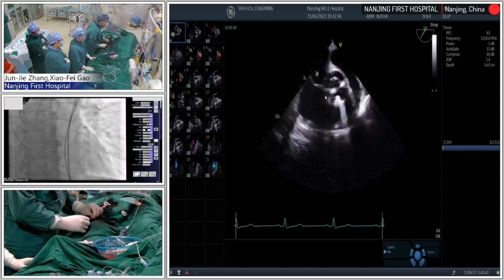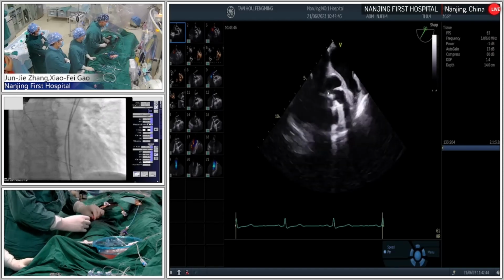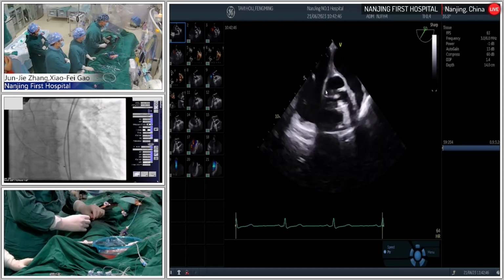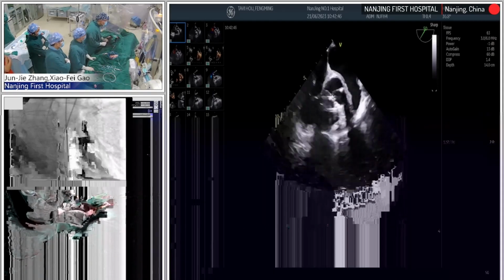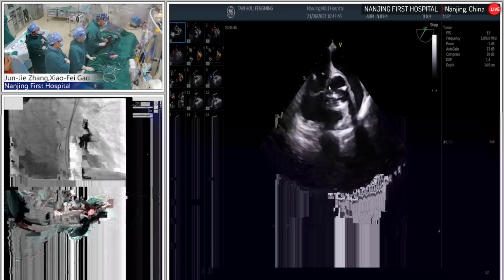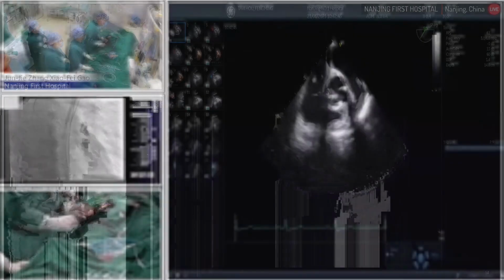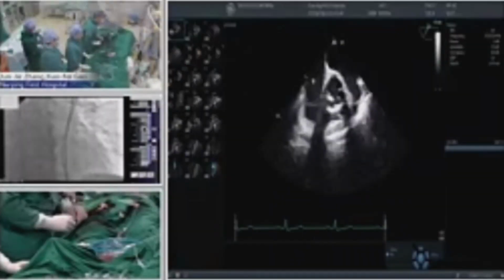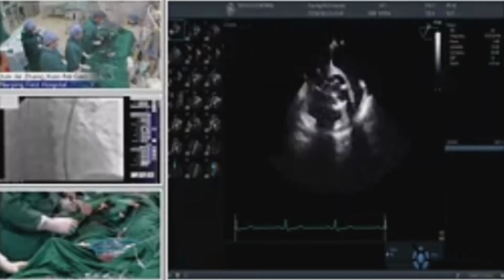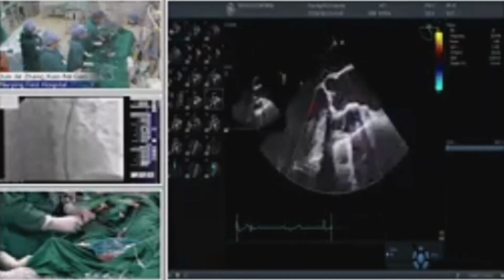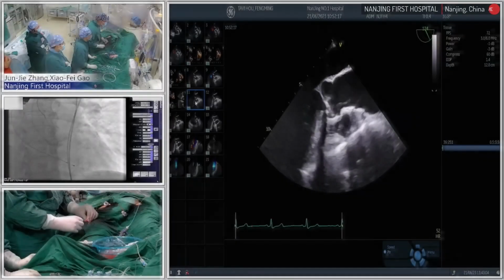So I'm quite worried about the calcification, because it strongly indicates PVR, meaning perivalvular leak, after the TAVI procedure. So let's move to the long axis view.